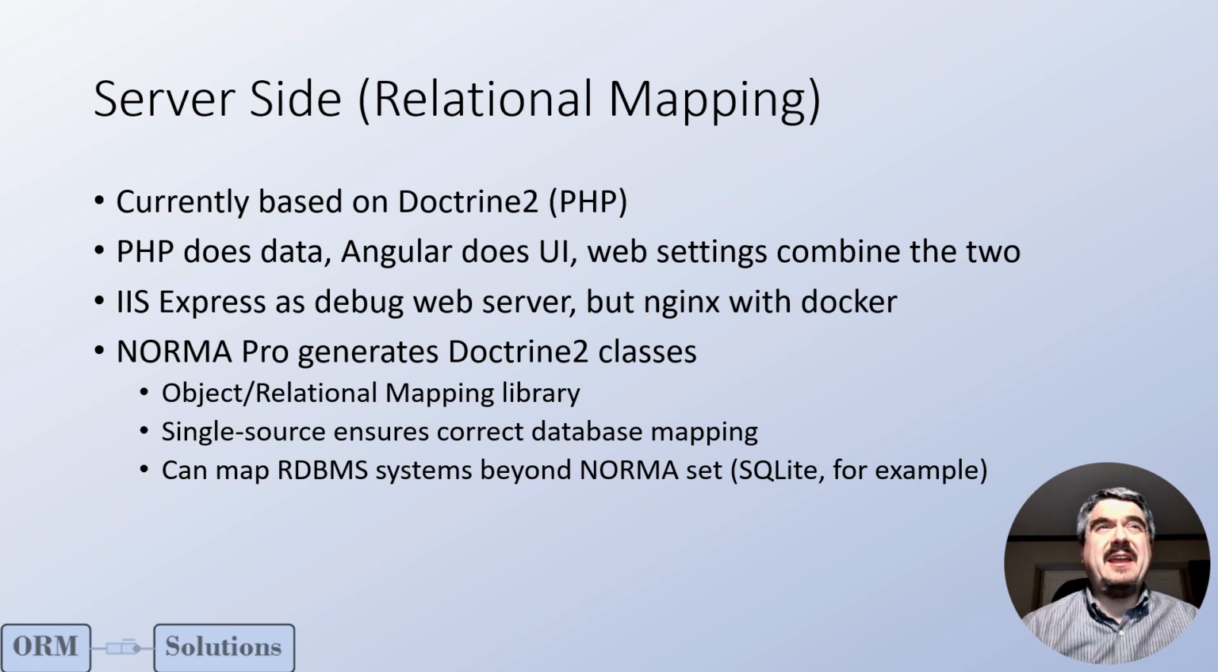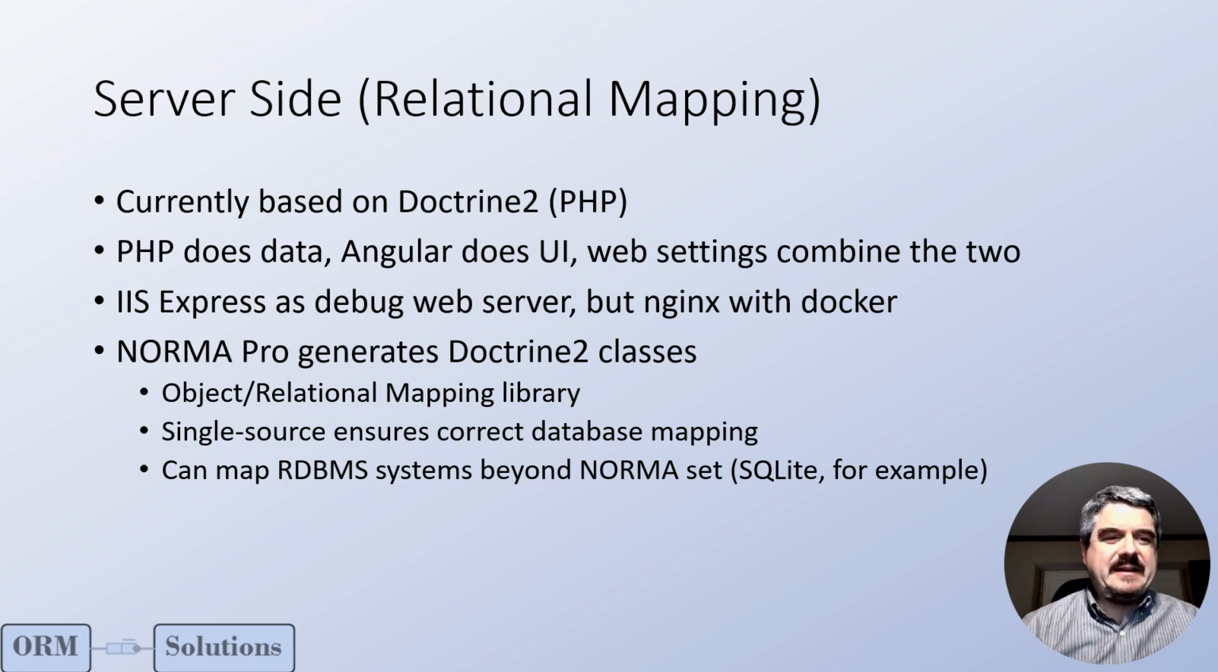I'm leaving the Angular side to do the UI part of the application, and then you do some magic in the web config file that basically combines the two apps into one website. I'm using IIS Express as my main debug web server, but the Docker boilerplates I have are using Nginx to do the same thing. The web configs are slightly different, but once you get over that, it essentially works the same way. Okay, so Norma Pro generates the Doctrine classes for you.